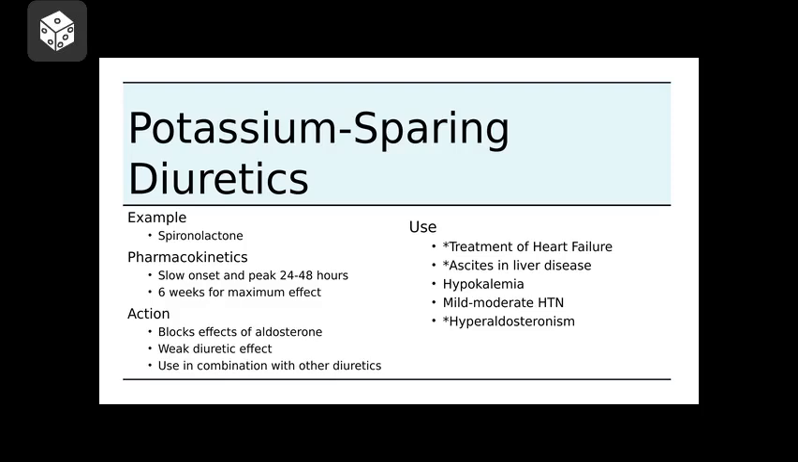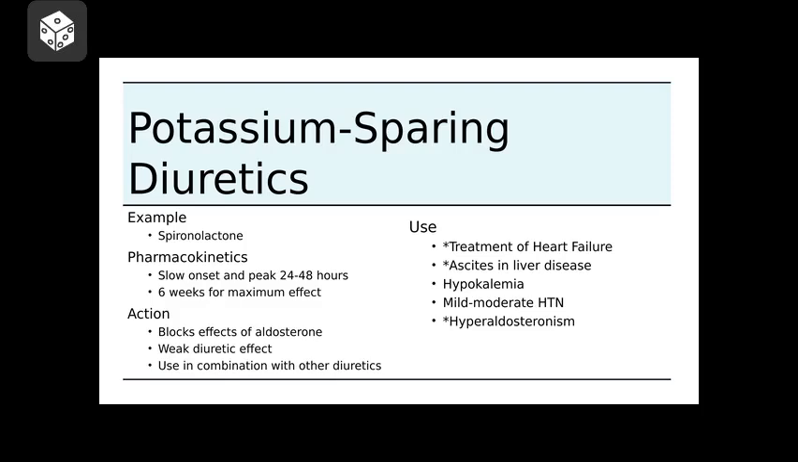If we're trying to work on long-term treatment, this is a good drug for them. So the spironolactone is going to block the effect of aldosterone. Remember, aldosterone is part of the RAS system, the renin-angiotensin-aldosterone system. So this is going to block the aldosterone. Again, a weak diuretic effect. You're not going to notice a ton of urine output with this one. Usually we're using this medication in combination with other diuretics because it just doesn't work that awesome.